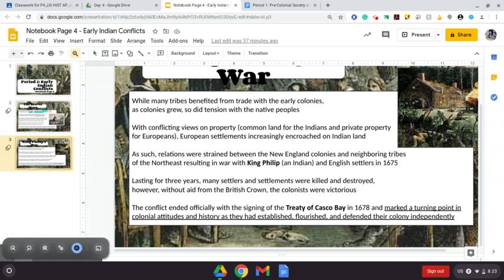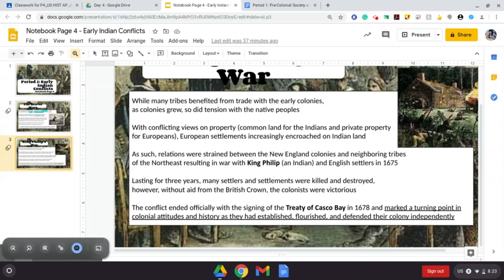The conflict ended officially with the signing of the Treaty of Casco Bay in 1678 and marked a turning point in colonial attitudes and history as they had established, flourished, and defended their colony independently.